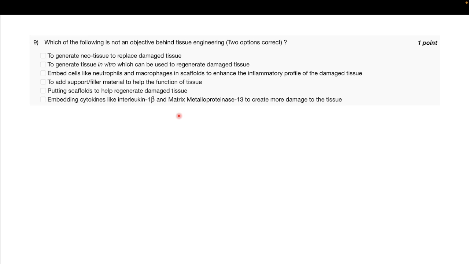I believe this is the last question for the assignment. The question is, which of the following is not an objective behind tissue engineering? Again, we have to select two options. Read through the options and let me know if you know the answer.